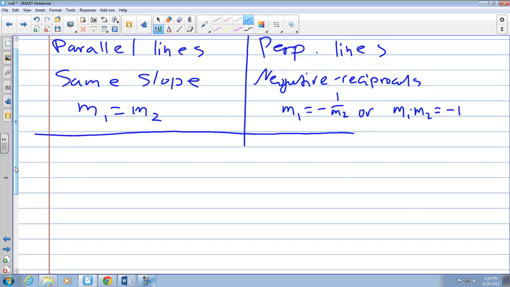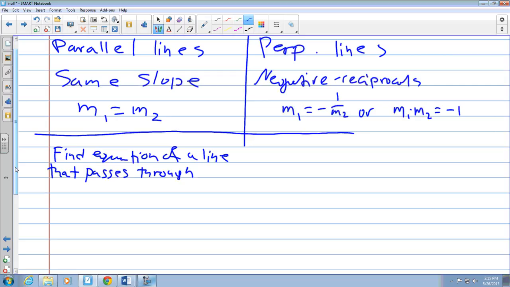So with this in mind, if I tell you find the equation of a line that passes through (2, 3) and is parallel to... do you have a favorite line? No favorite lines.